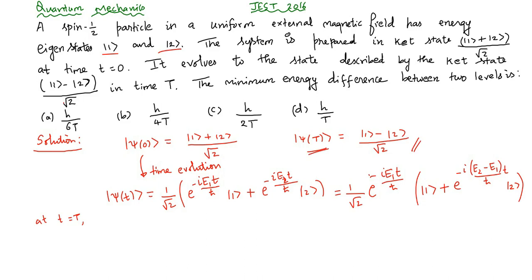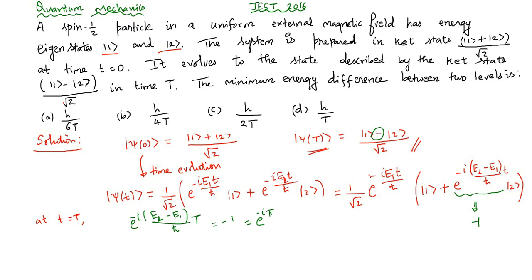Therefore what I require is that this term must become minus 1. So e power minus i (e2 minus e1) by h bar, when t is equal to capital T, has to become minus 1. Minus 1 I can write as e power i pi. I can also choose it as e power minus i pi. That doesn't matter, because I will get the same minus 1.